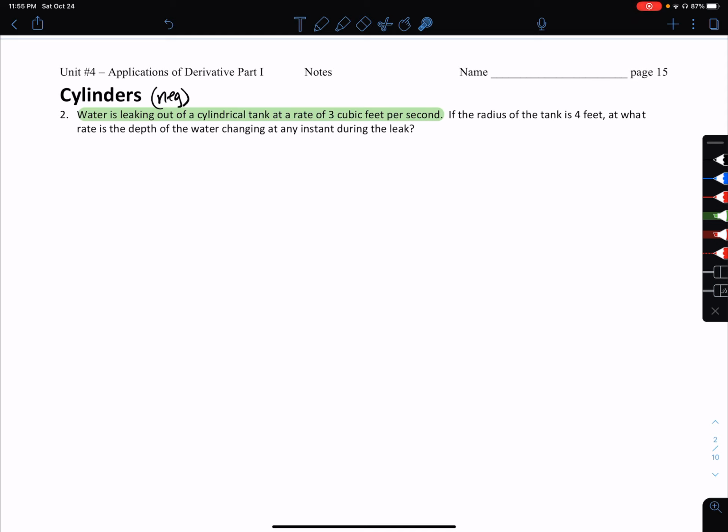water is leaking out. You might be thinking, what variable am I going to use for water? W? You're not. At a rate of 3 cubic feet per second. So per second means that the denominator is going to be time, for sure. So the change in time. As far as the top goes, this is a clue. It's cubic feet. Cubic things are measuring volume.